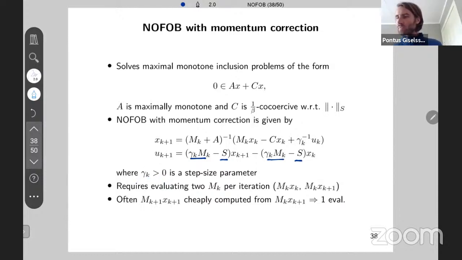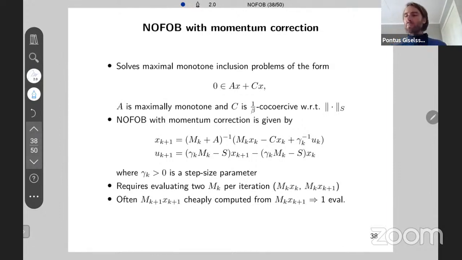And the same case is a positive step size parameter. So what we see here is that we actually still require 2 evaluations of mk per iteration. We evaluate on xk, but we also evaluate it on xk plus 1. But in the next iteration, we will evaluate this, but it's very often cheaply computed from what we already have from the previous iteration, which means that most often we only need 1 evaluation of MK per iteration, while in the previous algorithm with projection correction, we needed 2.